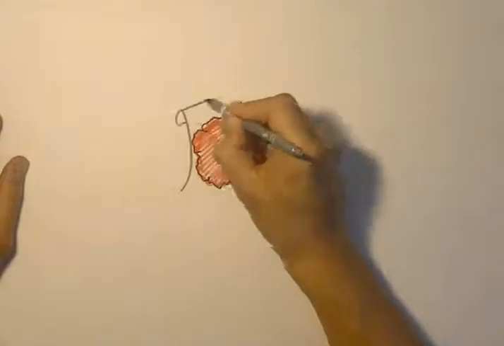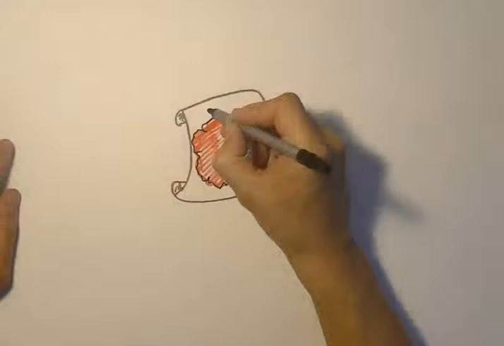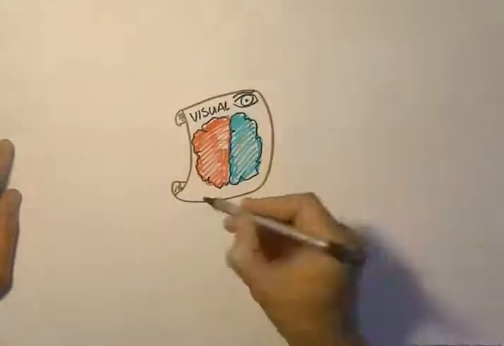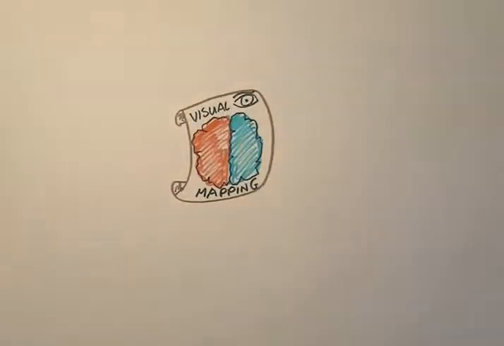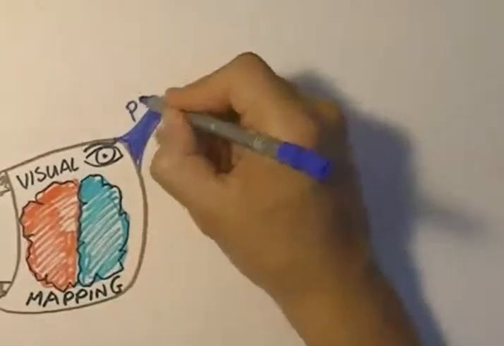And what we have here is an image that is associated to what this is all about, and this is visual mapping. Once you have the central image, you then need to add branches of information, or what you could call key topics that link to the central image.